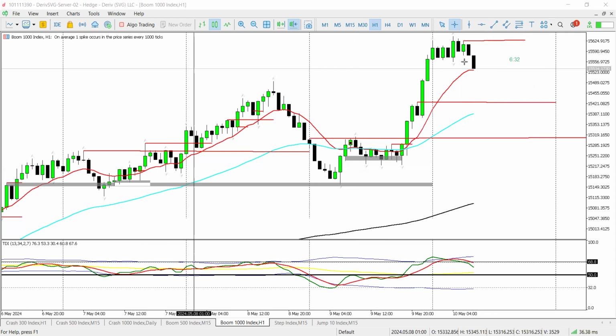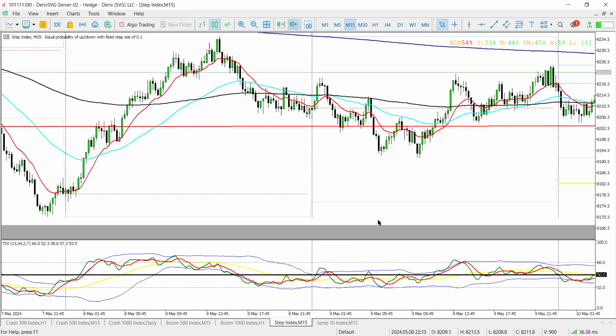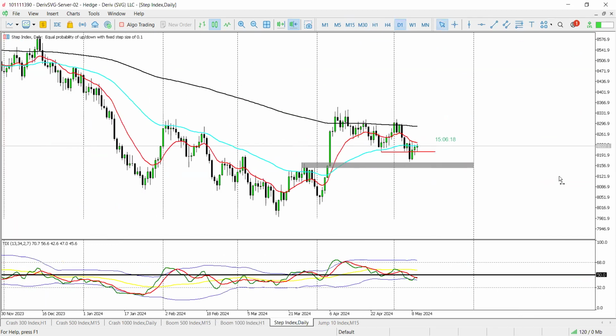I'm going to leave it on H1 as well so that I can just pay attention to price here. Then going to step index. Let's see what's been going on here. I remember we only caught a trade the day before yesterday, if I'm not mistaken.